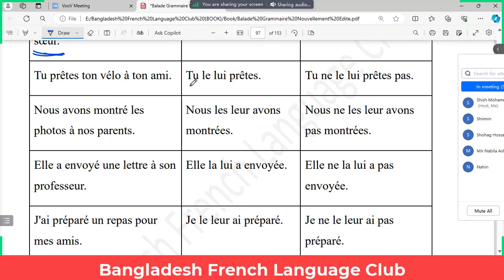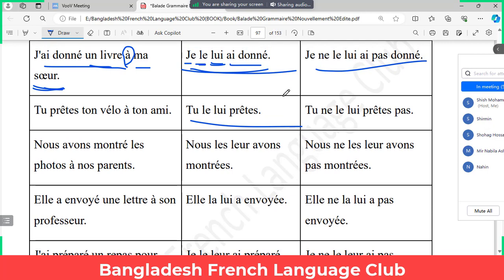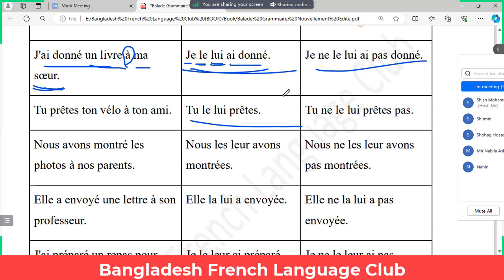Okay, change it. So it's the same. To velo is one, and to nami is another one. So it's to lo lui fet, right? To lo lui fet. For velo, as it is a direct object, that is why lo. Tonami, as it is indirect, that is why lui. So to lo lui fet means you lend it to him. You lend it to him.